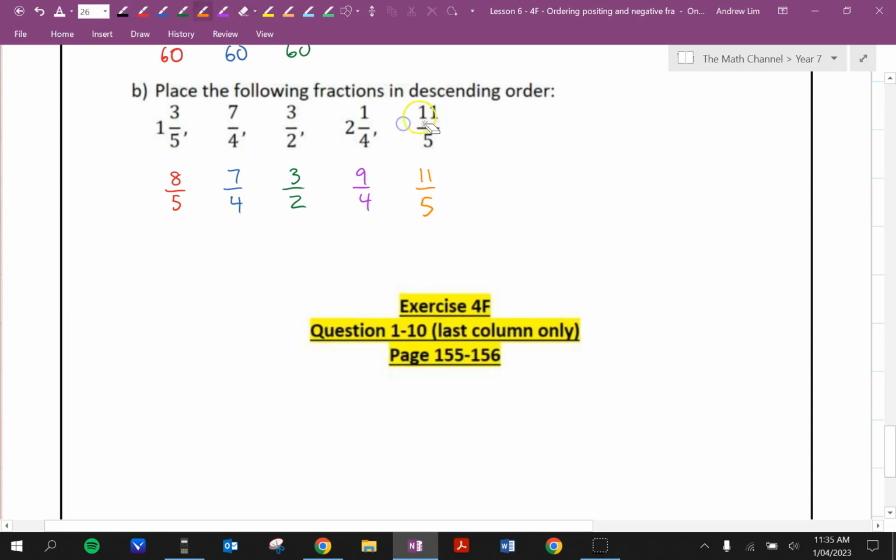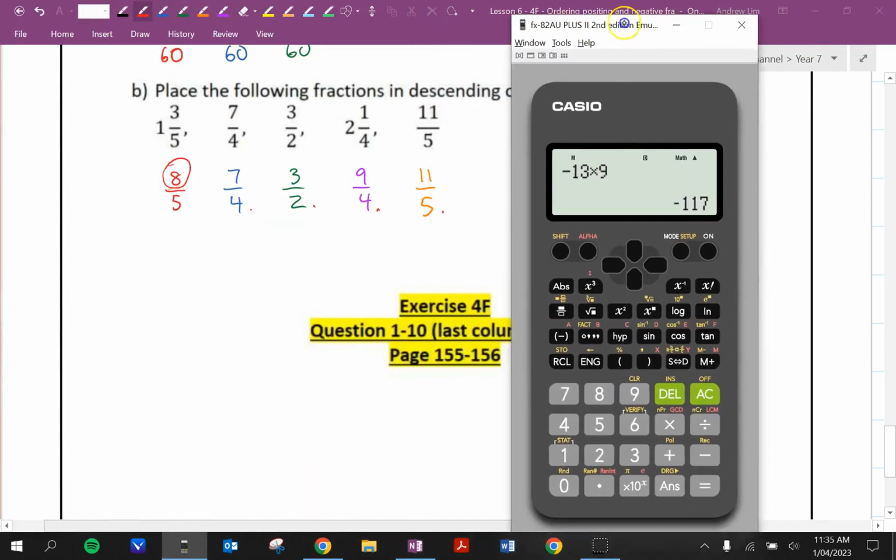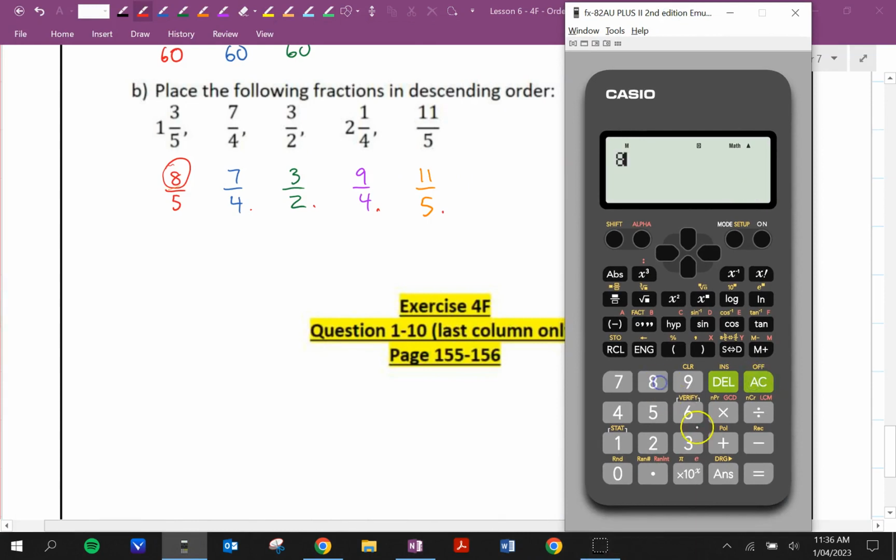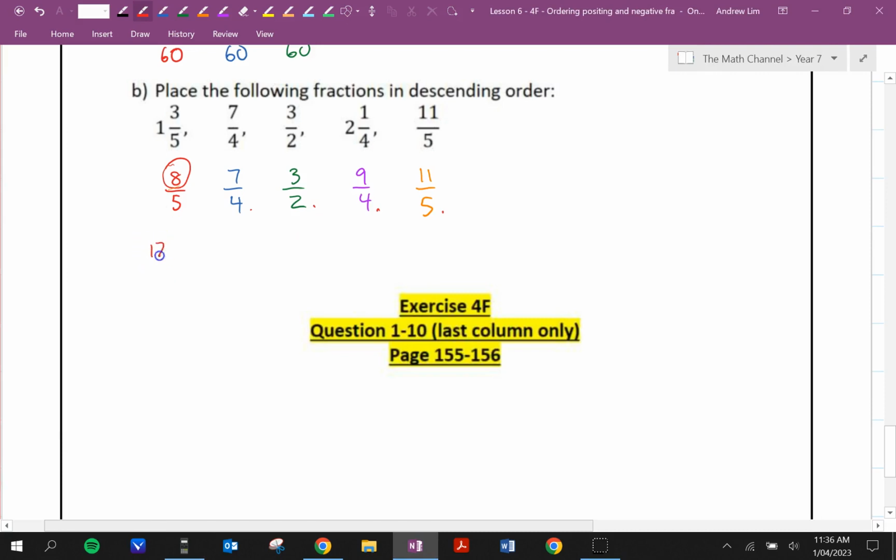So now that I've done that, I don't need to worry about the common denominator. All I'm thinking about is the numerator. What do I need to times this by? I need to times it by 4, 2, 4, and 5. So, if I get my calculator out, 8 times 4 times 2 times 4 times 5 is 1,280. Let's just write that down.